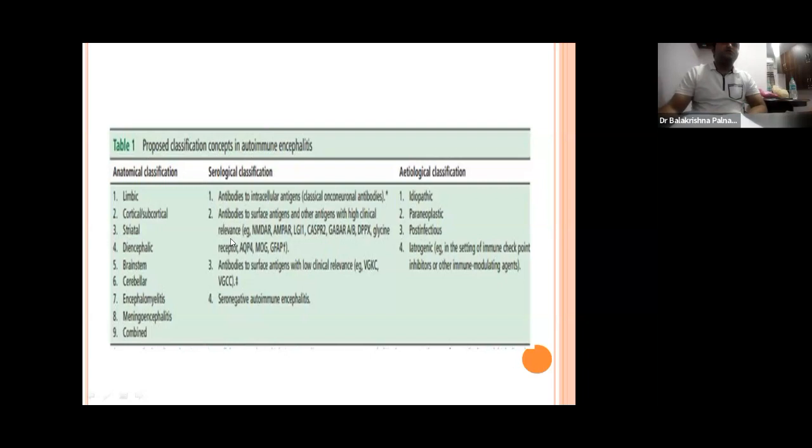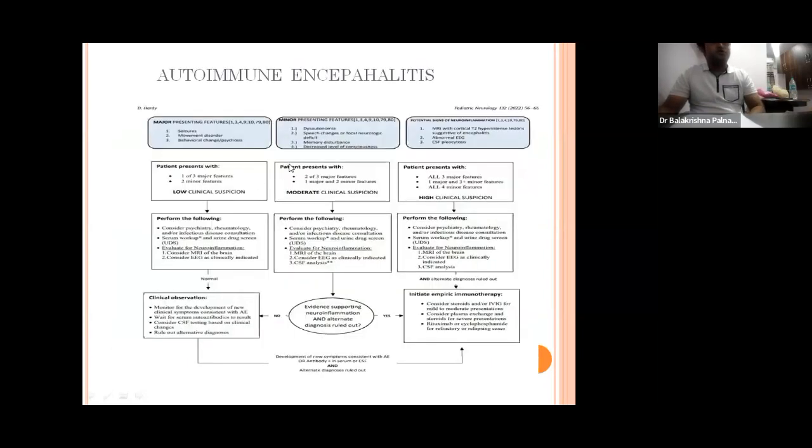One thing you need to remember, there is a term called seronegative autoimmune encephalitis. But one thing you should be clear about in your mindset is that you need to rule out all other particular causes before you come to this diagnosis. And going into the criteria, you should look for clinical suspicion of autoimmune encephalitis.